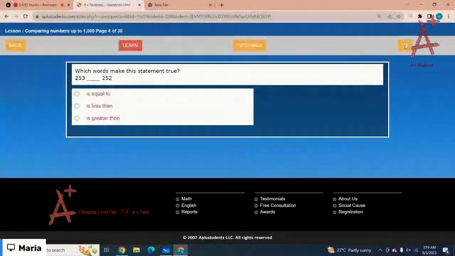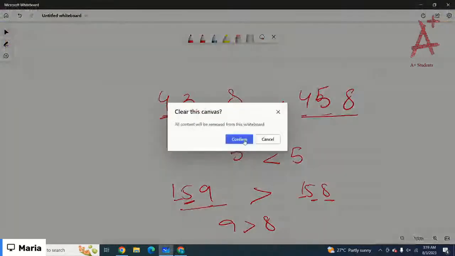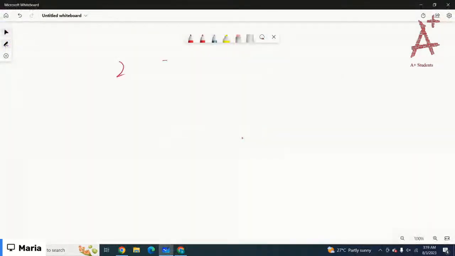Okay, which words make the statement true? 253 and 252, which is the correct option? Okay, 253 and 252. Hundreds digits are exactly equal. Then the tens digit is also equal. Now just look at the digit that is at the ones position, 3 and 2. So just compare. 3 is greater than 2, right? That means 253 is greater than 252. Got it?